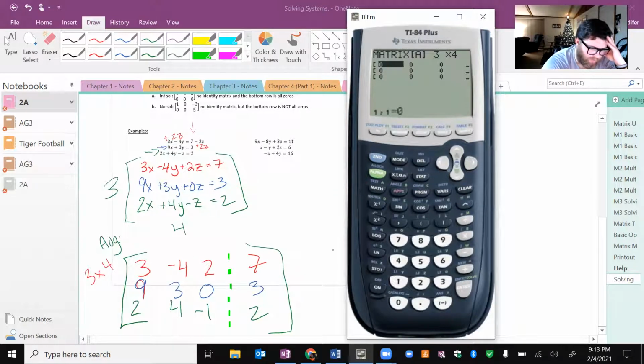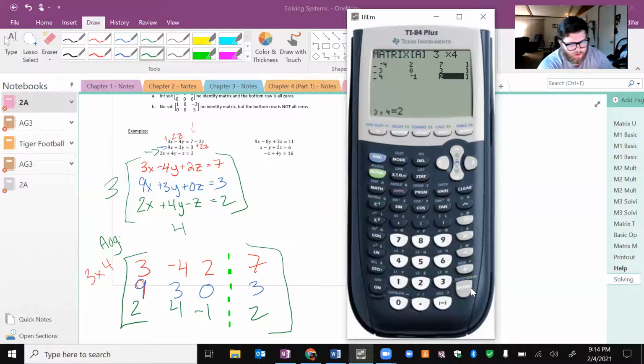So my 3, -4, 2, 7. 3, enter. -4, enter. 2, enter. 7, enter. Next line, a blue line. 9, enter. 3, enter. 0, enter. I know it's tedious, guys, I know. You'll get faster at it. Then we've got 2, -1 and 2. Just don't mess it up, because if you mess it up once, you mess up the whole problem. Sweet, we have that entered.